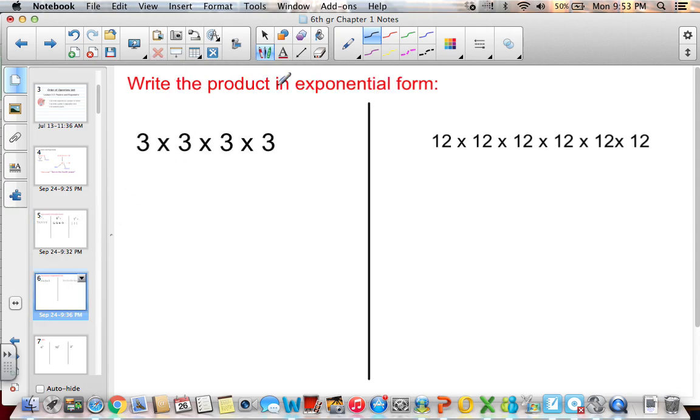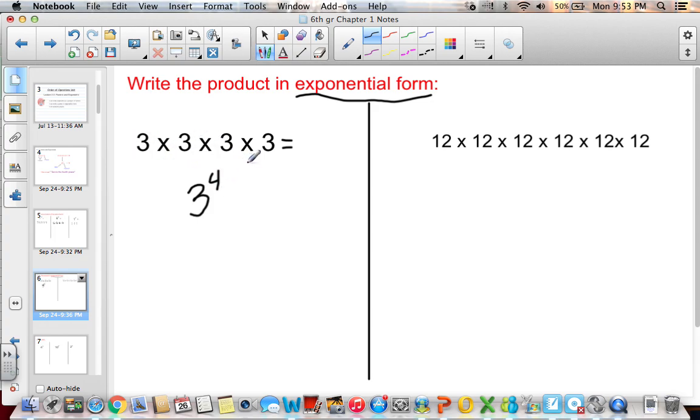If we want to write the product in exponential form, so remember the product is our answer, but it's telling us to just write it in exponential form. So this right here is standard form. So if you want to write this in your notebook, 3 times 3 times 3 times 3, and label it standard form. And then exponential form would be 3 to the 4th power.